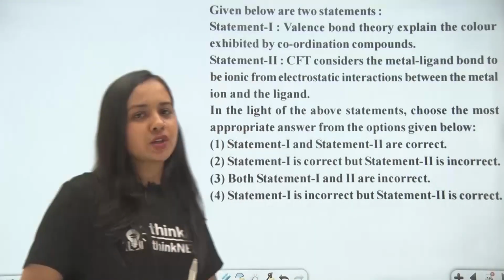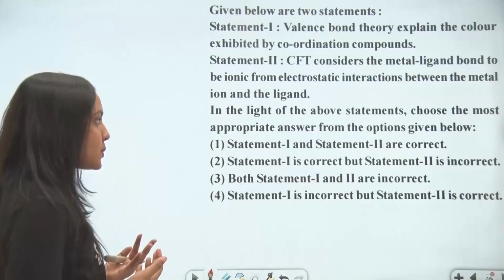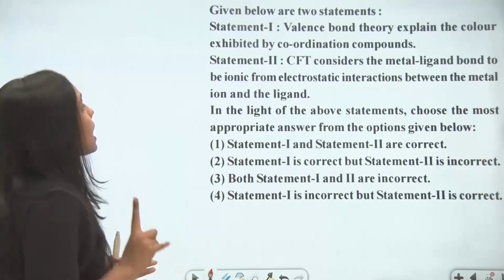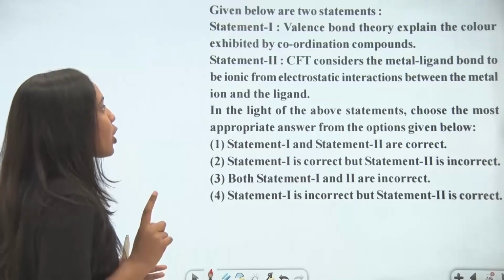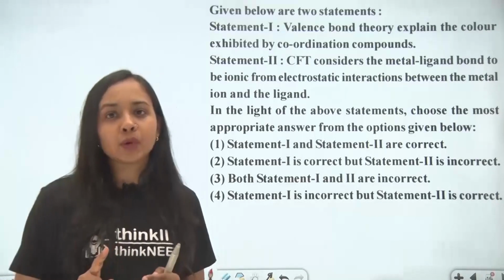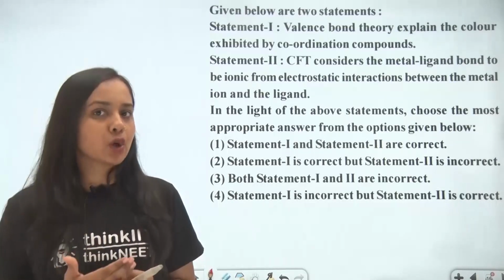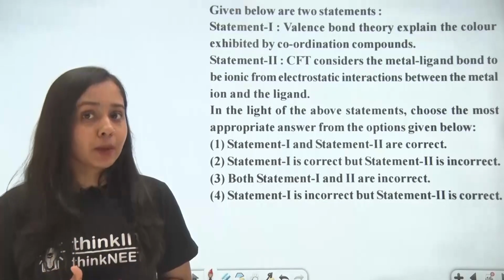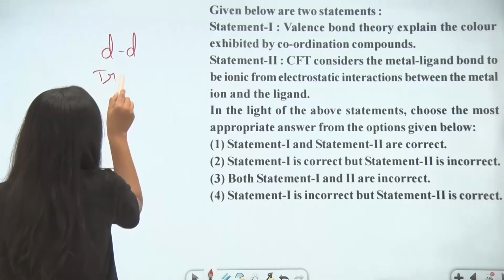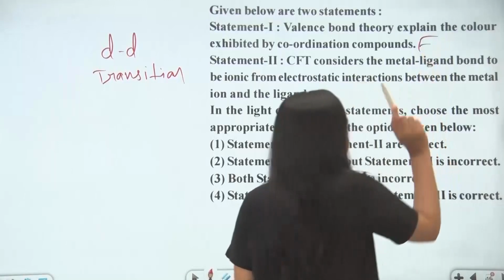Hello dear students, our next question is, given below are two statements, statement 1 and statement 2. In the light of the above statements, choose the most appropriate answer from the options given below, right? So now statement 1. Valence bond theory explains the color exhibited by coordination compounds. Student, valence bond theory explains the hybridization and geometry of the compound, and it can explain whether a complex is an inner orbital complex or outer orbital complex, but it will not explain the color of the coordination compound. Color of the coordination compound is explained by the d-d transition theory, not by the VBT. So this is a false statement, incorrect statement.